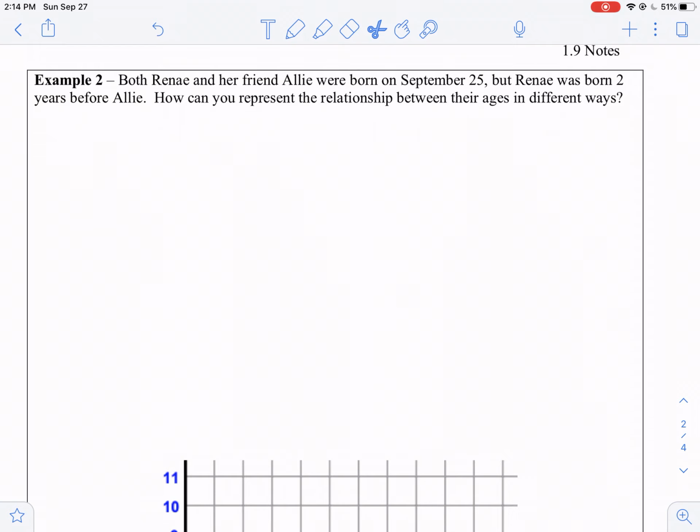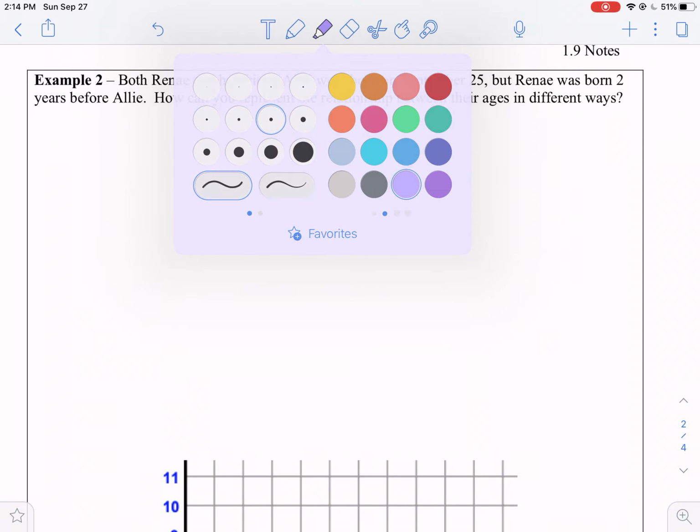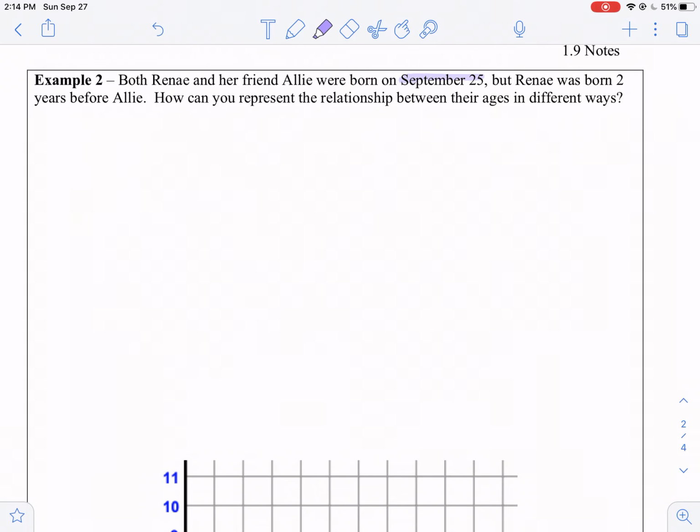So here you have, this is actually a true story. I have two friends, Renee and Allie, and they have the same birthday. They were both born on September 25, which was just this past week, so that was exciting. However, Renee was born 2 years before Allie. So let's represent their relationship in a bunch of different ways.